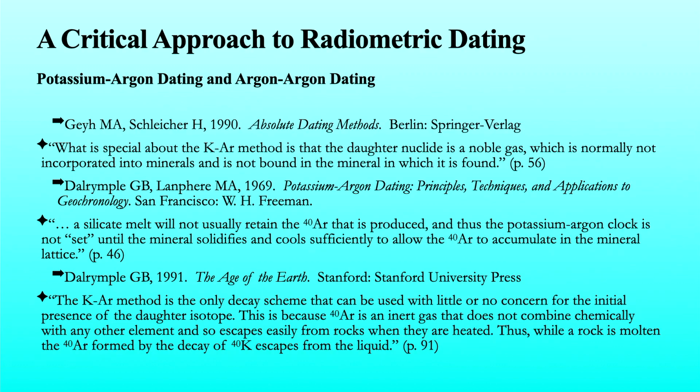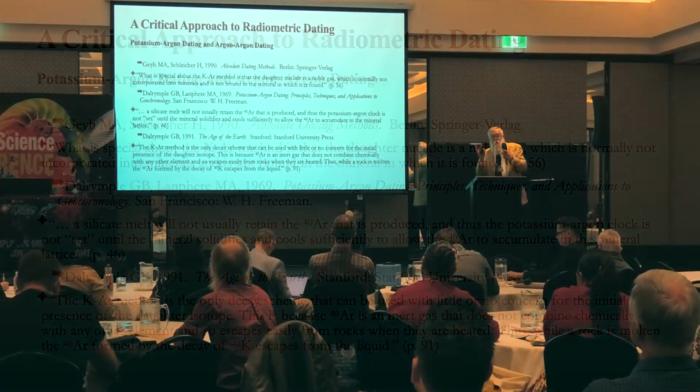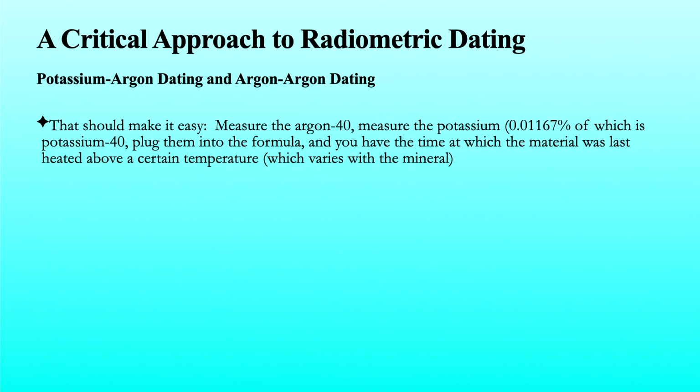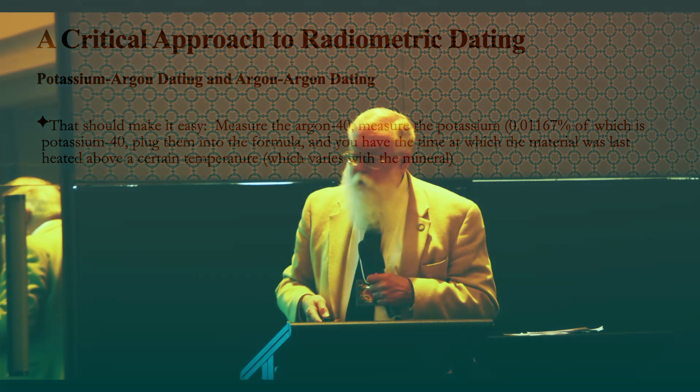This is because argon-40 is an inert gas, does not combine chemically with any other element, and so escapes easily from the rocks when they're heated. Thus, when a rock is molten, the argon-40 formed by the decay of potassium-40 escapes from the liquid. Then when it cools, it freezes and it starts accumulating. That's nice. Okay, that should make it easy. Measure the argon-40, measure the potassium, 0.1167% of which is potassium-40. Then you plug them into the formula and you have the time at which the mineral was last heated above a certain temperature, which varies with the mineral.